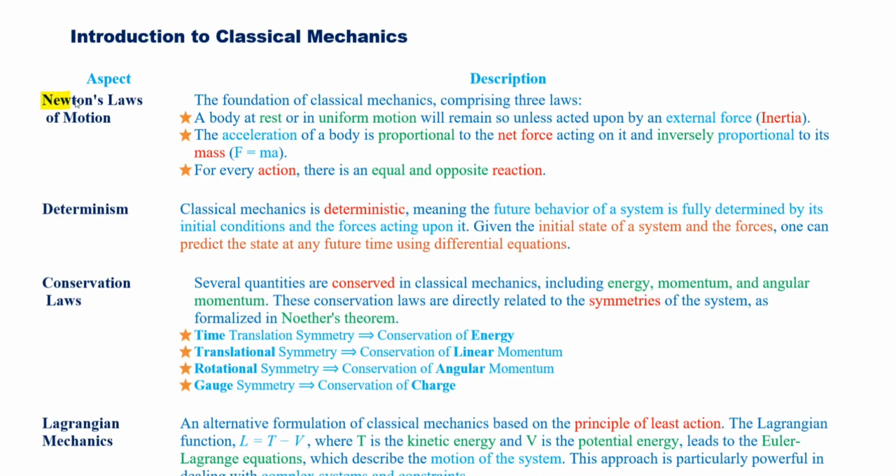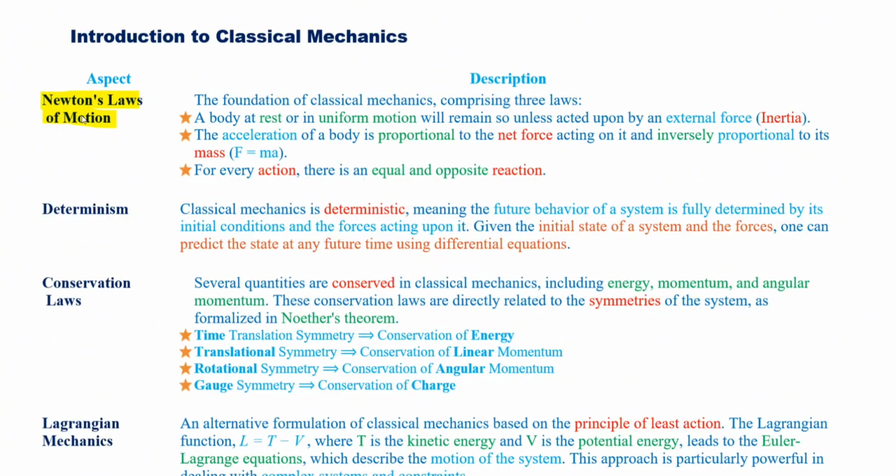First, we have Newton's laws of motion. Newton's laws of motion are the cornerstone of classical mechanics, establishing the relationship between forces and motion of bodies. The first law is about inertia. A body at rest or in uniform motion will remain so unless acted upon by an external force.